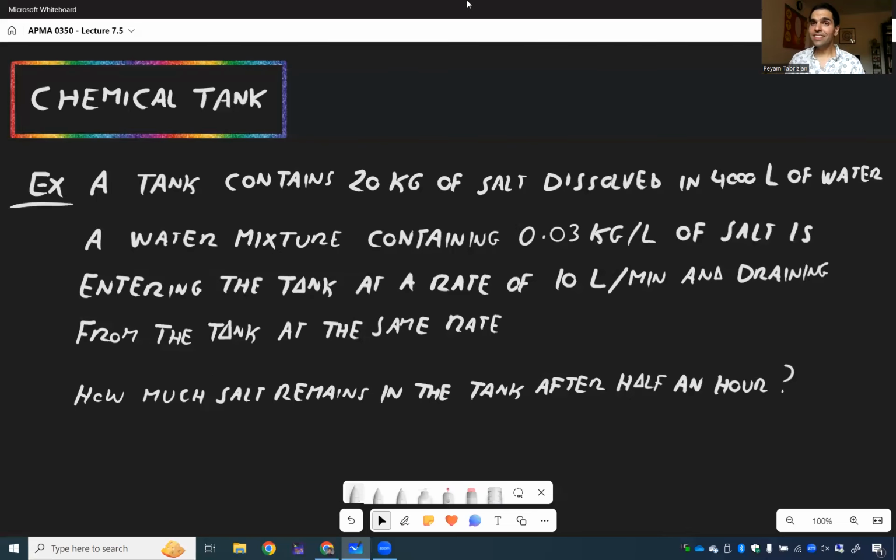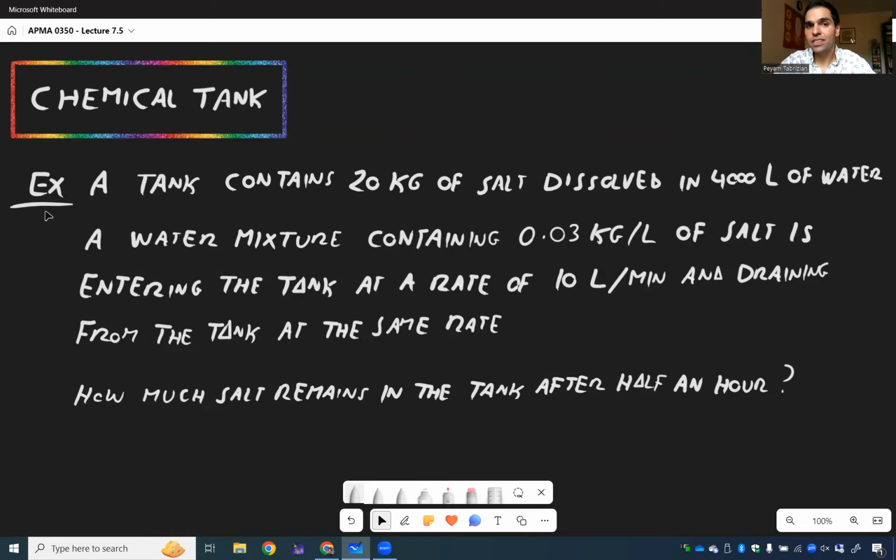All right, in our last example, we will figure out what happens when you add a salt mixture to a chemical tank. Really, the point of this is to illustrate the compartmental models that we discussed in the previous video. So welcome to this monster problem.